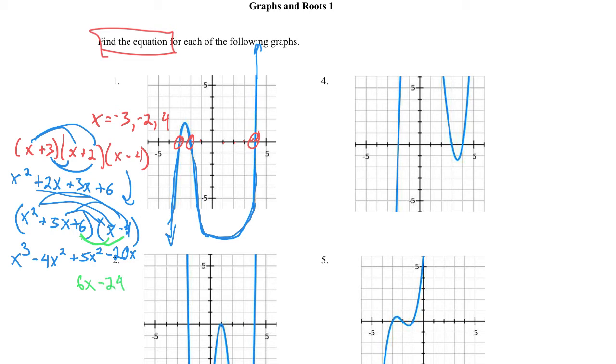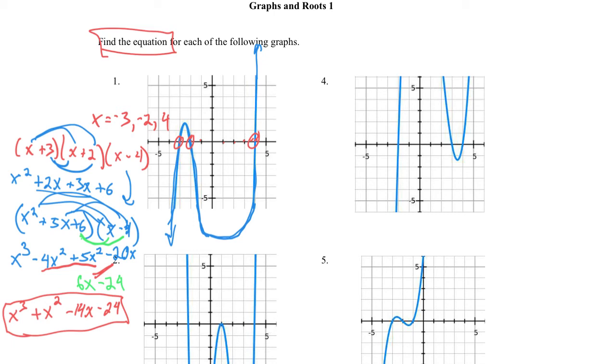Once I've got all those, now I just combine like terms. And I have the polynomial. So there's not another x cubed. So I drop them down. And then I've got 2 x squared terms to combine. So negative 4 plus 5 will be positive 1 x squared. Then I have these two, negative 20 plus 6 would be negative 14x, and then minus 24 comes down. So there's the polynomial for that first graph.